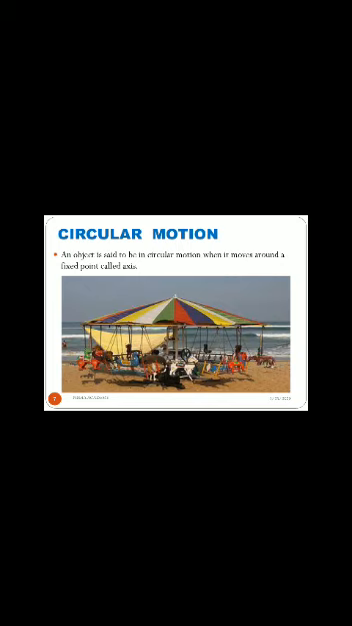An object is said to be in circular motion when it is moved around a fixed point called an axis. You can see there is an axis and all the boys and girls are rotating around a single point, which is called a circular motion.